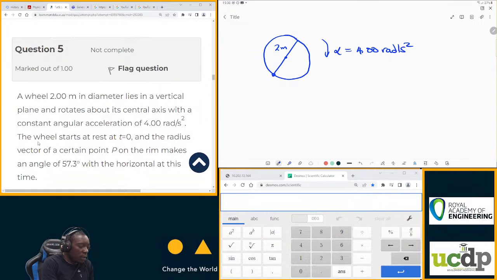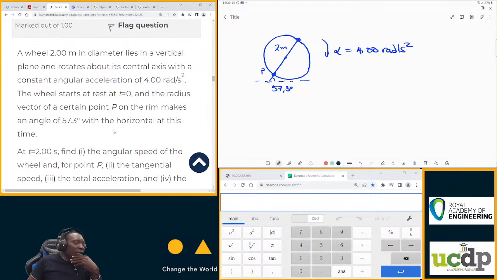So we would have a point, the horizontal, and that point P can be there or there. All we are interested in is to know that the angle there is 57.3 degrees. Now, at t equals 2 seconds, find the angular speed of the wheel.